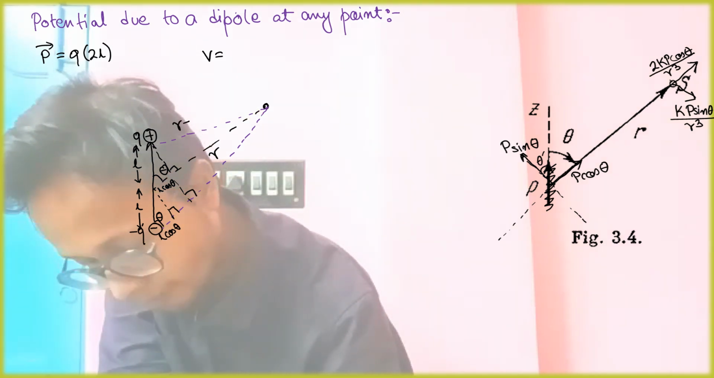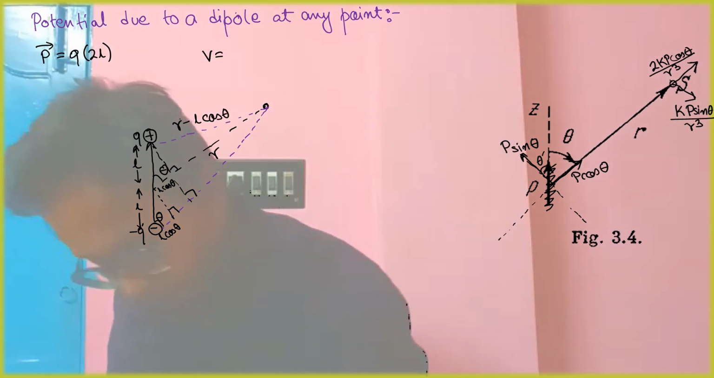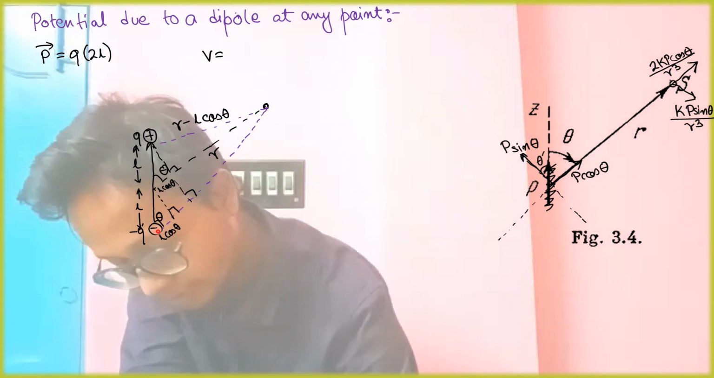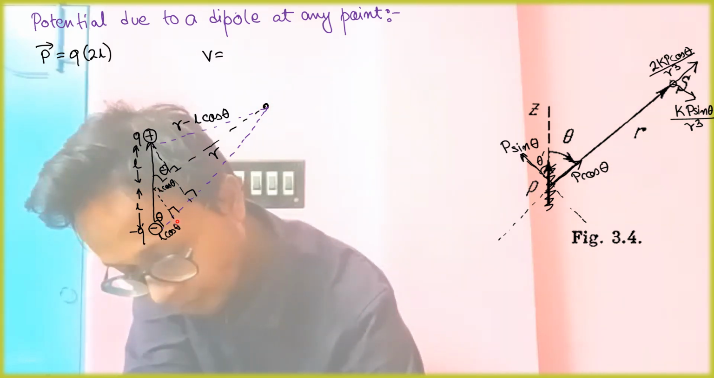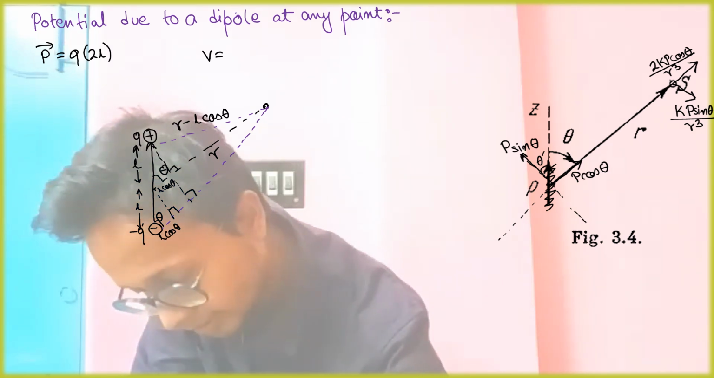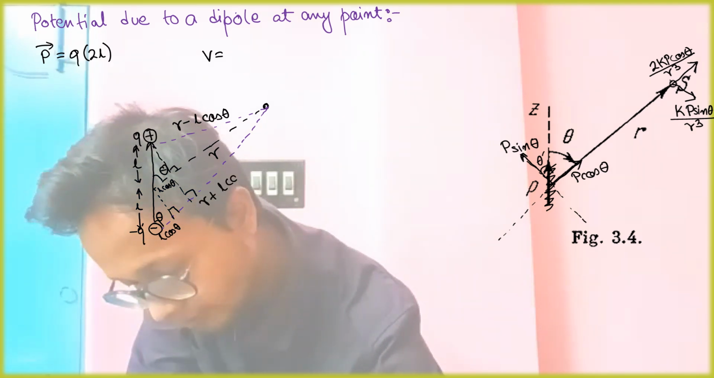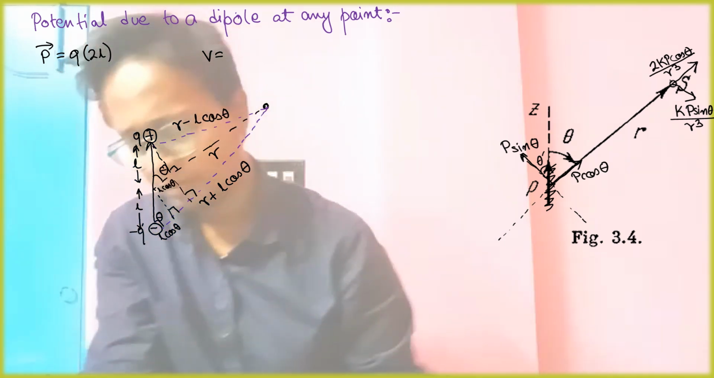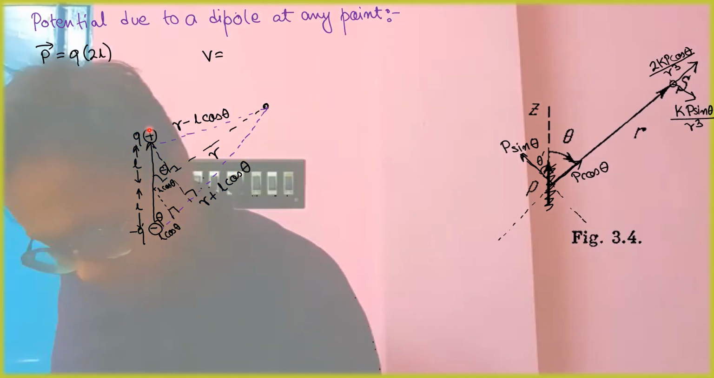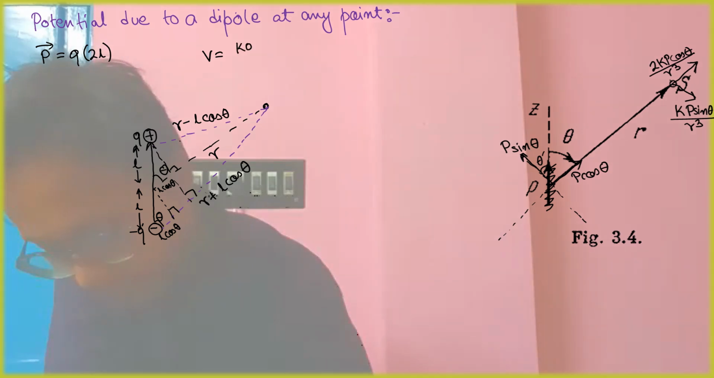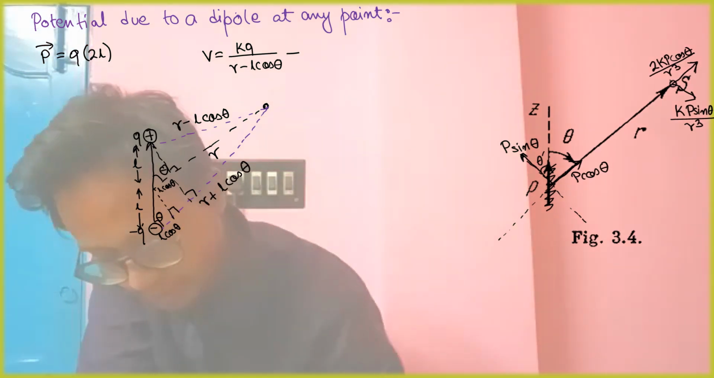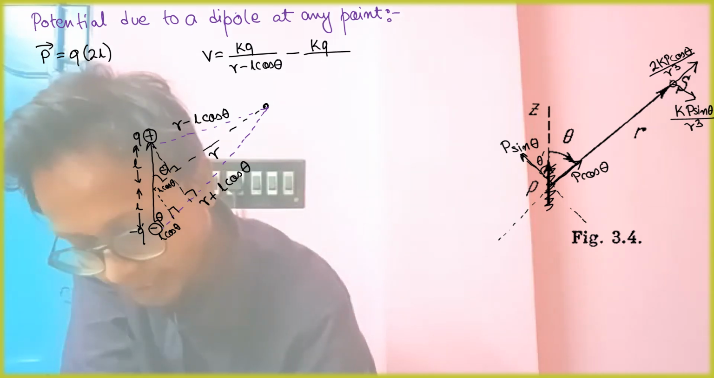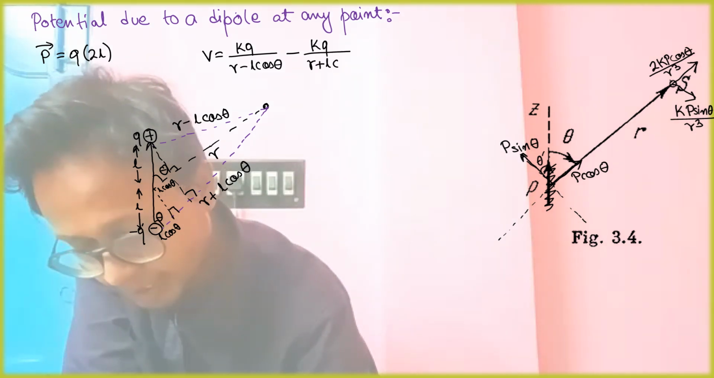So R minus L cos theta, and this entire long distance is nothing but R plus L cos theta. And now we have solved our problem. Potential due to this positive charge is nothing but kq by the distance between them, R minus L cos theta, minus the potential due to the negative charge, kq by R plus L cos theta.